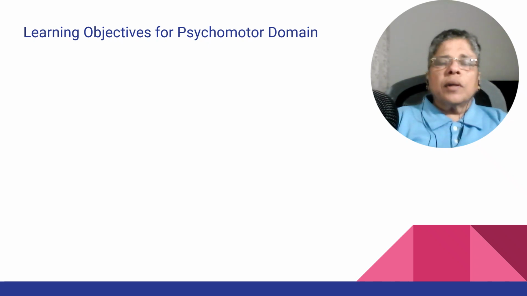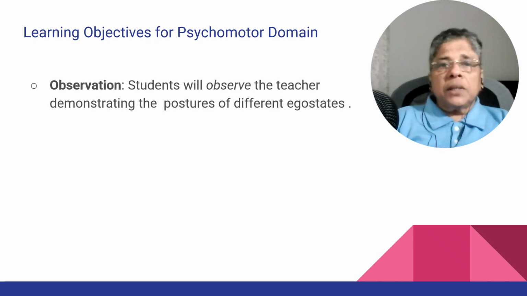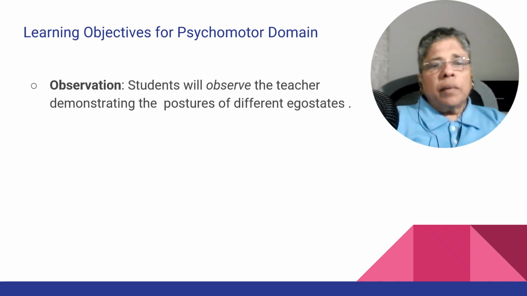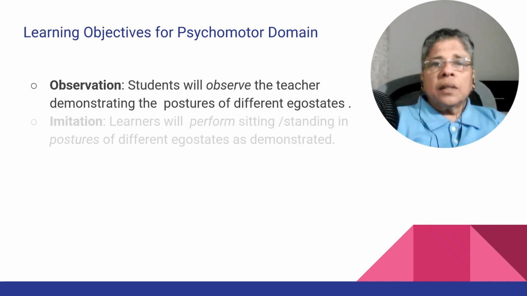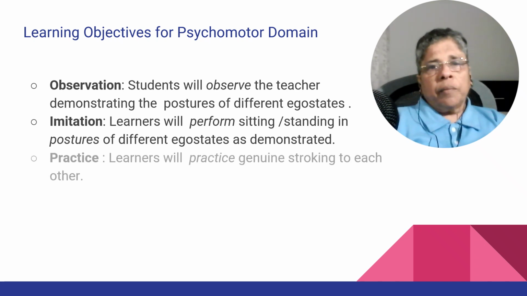So now let's see what are the learning objectives that you can write for the psychomotor domain. Observation, imitation, practice, adaptation, and mastery. So these are the words that I have used to write these skills. The student will be able to observe the teacher. So the methodology would be like the teacher has to demonstrate it, and the student learns by imitating. So the student will be able to perform exactly what the teacher demonstrated.